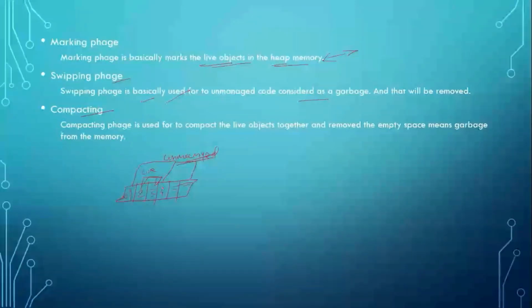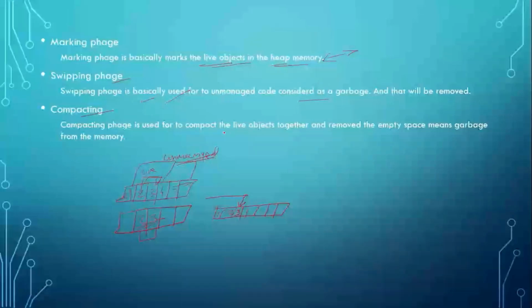So now suppose these are the live objects kept by the garbage collector, and these spaces are currently empty. In the compacting phase, whatever live objects are there, in our case 2 and 3, are compacted in the memory. After compacting, they will be kept in the memory in this format, and the remaining space is for incoming live objects. If any other object is created in the application and it is live, it will go in the third position. So that is the compacting.